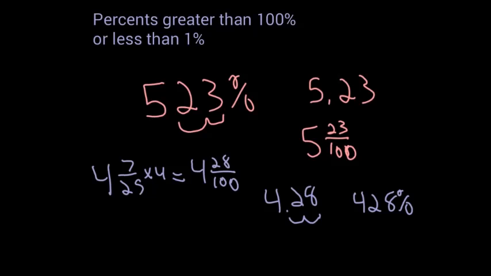So 4 and 7/25 times 4 for our fraction would equal 4 and 28 hundredths. Write that as a decimal, 4 and 28 hundredths. Move your decimal 2 times to the right to get the percent of 428%.